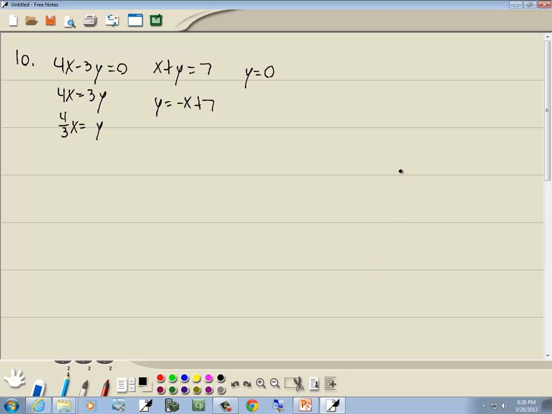Picture is real important on these. It helps you understand where everything's coming from and so forth. Let me do the y is equal to negative x plus 7. 2, 3, 4, 5, 6, 7. I can't draw a straight line, but I think you get the idea. That's y is equal to negative x plus 7.